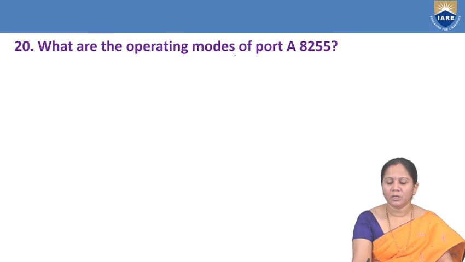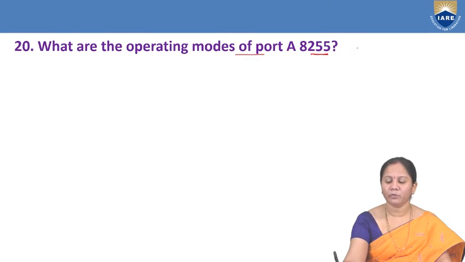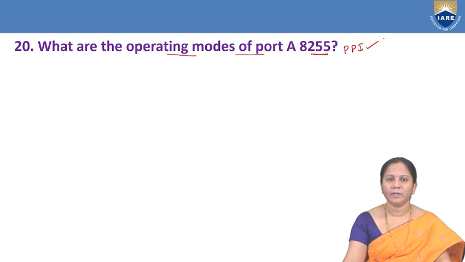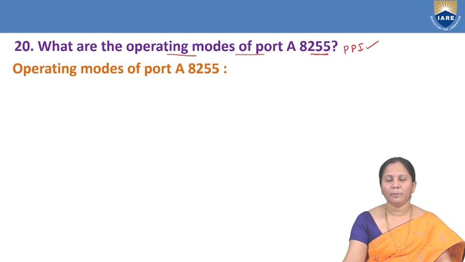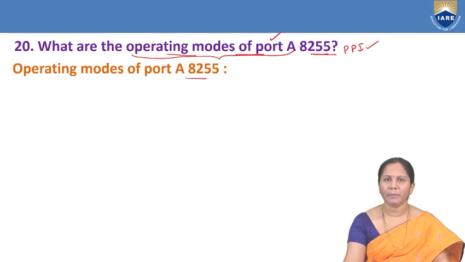Next, what are the operating modes of port A of 8255? Again, the question is related to 8255. 8255 is PPI, Programmable Peripheral Interface. In how many modes can this 8255 be operated? They are especially asking about the operating modes of port A, because 8255 has 3 ports: port A, port B and port C. They are asking in how many operating modes port A can be operated.